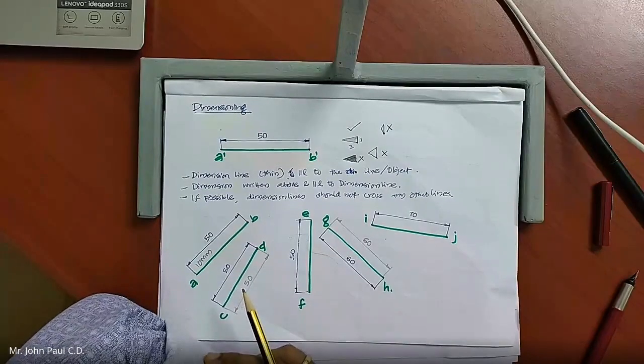I hope. Sir, I didn't understand what's the use of a dimension line. Why can't we just write the length on top of the line without drawing the dimension line? That is a syntax. That's the rule.